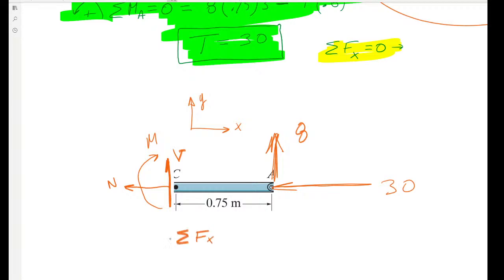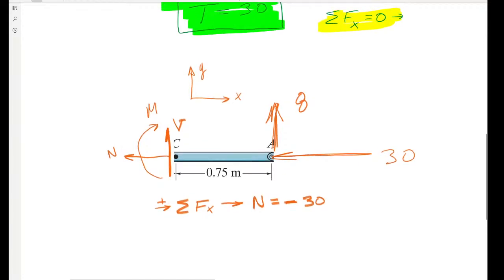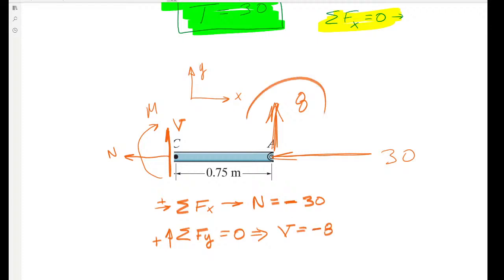Sum the forces in the X tells me that normal is equal to minus 30. The minus indicates compression. Okay, I'll just erase that and we'll go on from there. Now, sum of the forces in the Y, pick yourself a direction. That'll tell you that the shear is equal to minus 8, meaning it's got to flip around to offset that.